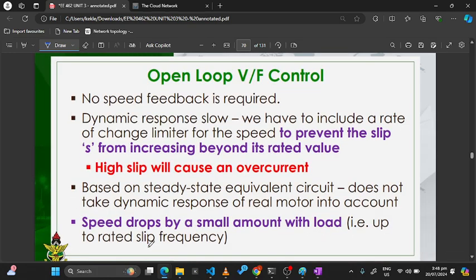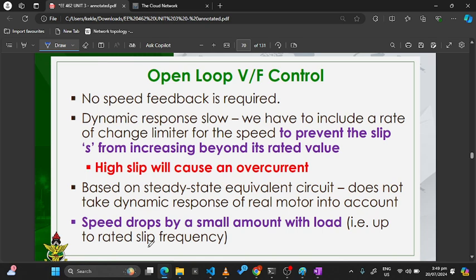So for an open loop control, there is no speed feedback. We already saw that. Then dynamic responses are slow, because we are not getting feedback. So we can't readily know the real time changes in speed. Is that okay? Therefore, the machine may not be able to respond within a short period of time. So we may have to include a rate of change limiter for the speed to prevent the slip S from increasing beyond its rated value. High slip will cause an overcurrent.